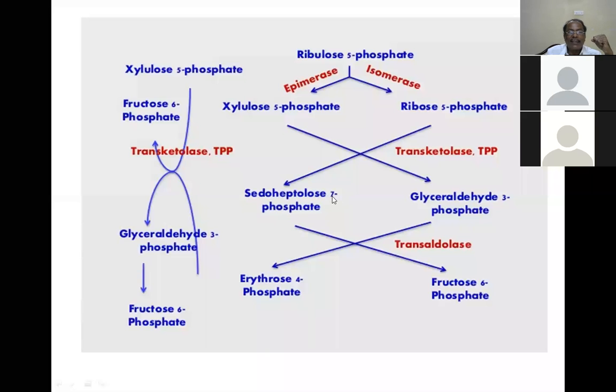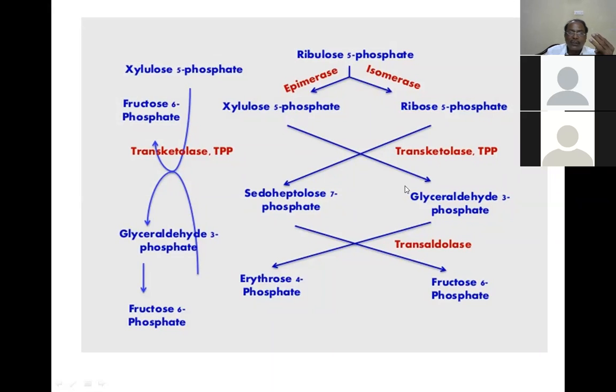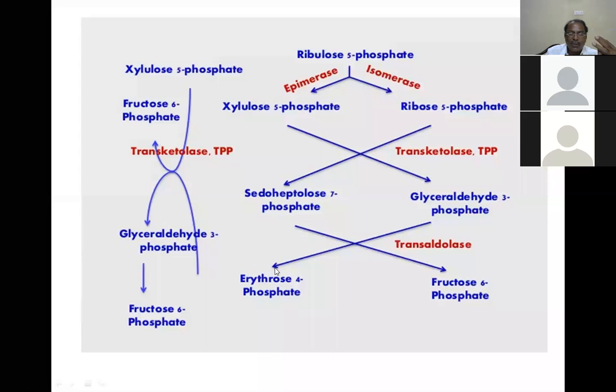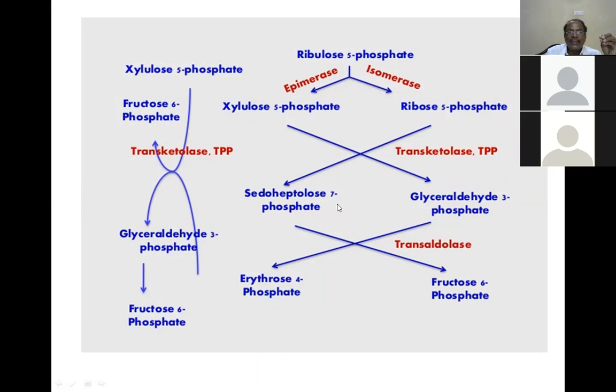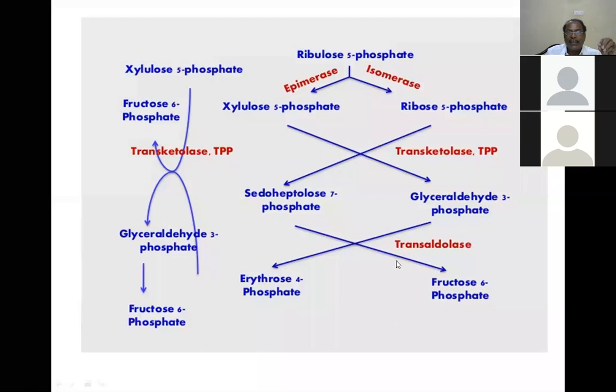So from the 7 carbons, 3 carbons are cut along with the ketose moiety. Then the remaining is 4 carbons, and as the ketose is lost, the remaining one is an aldose only. So erythrose 4-phosphate is formed from here. And that 3-carbon moiety, the whole dihydroxyacetone moiety, is being fixed on the top of glyceraldehyde 3-phosphate.